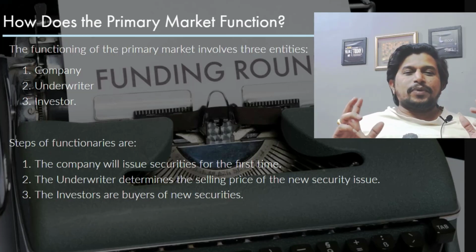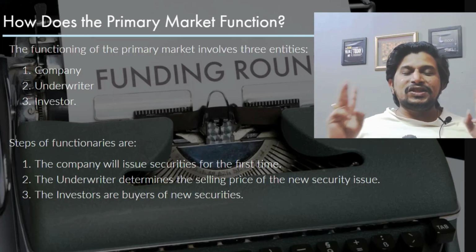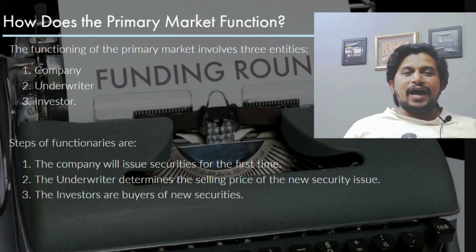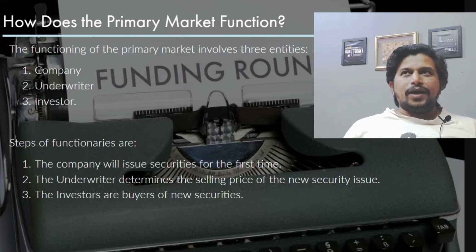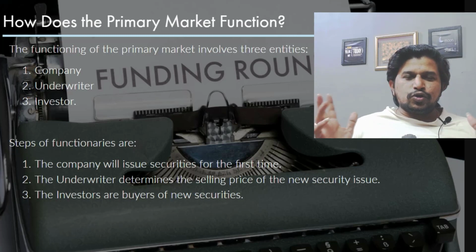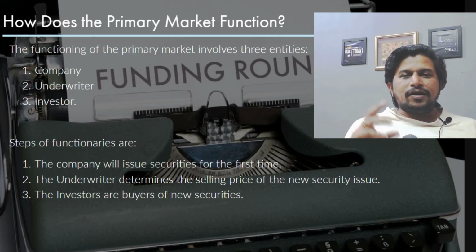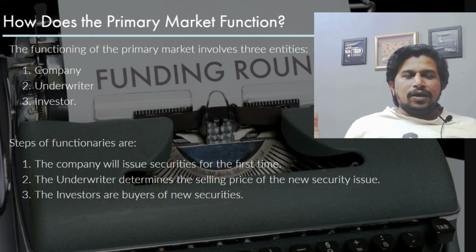The functioning of the primary market involves three entities: the company, the underwriter, and the investor. The company is the one who wants to be listed in the secondary market. These are the companies which will go through the IPO to raise capital for their company.